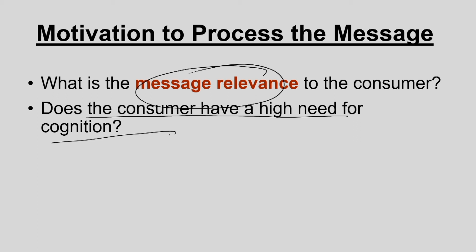Also, ads depend upon whether the consumer has a high need for cognition, whether the consumer actually wants to see the ad, actually wants to understand what the ad is saying. There are consumers who do not have very high need for cognition, and for them the emotional appeal is used and the emotional factors are used for promoting that.